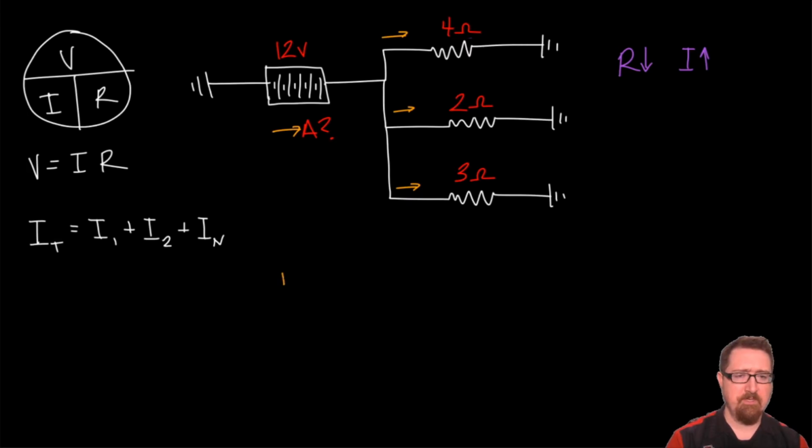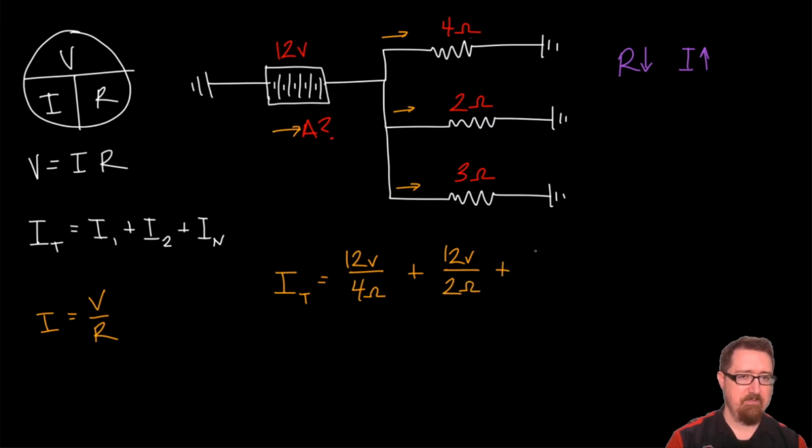So we can just write down total current is equal to I1, and remember I equals V divided by R. So I1 is going to be 12 volts divided by 4 ohms, plus branch 2, which is 12 volts divided by 2 ohms, plus branch 3, which is 12 volts divided by 3 ohms. Okay, and then I would just calculate this out.